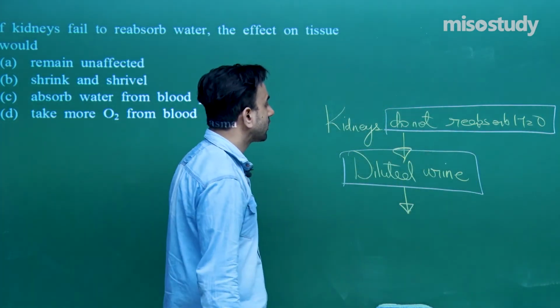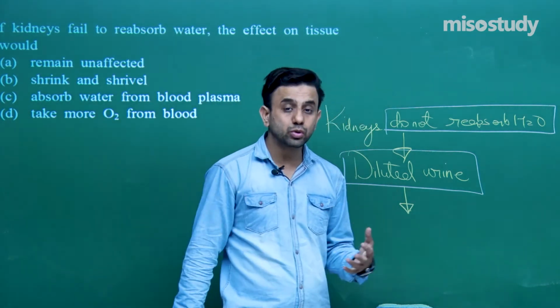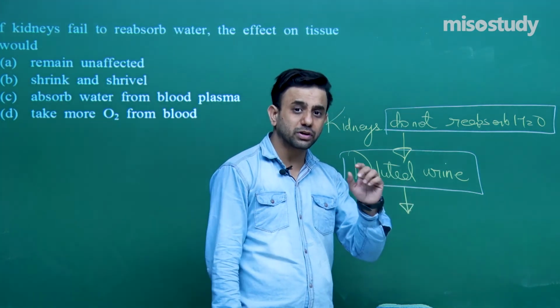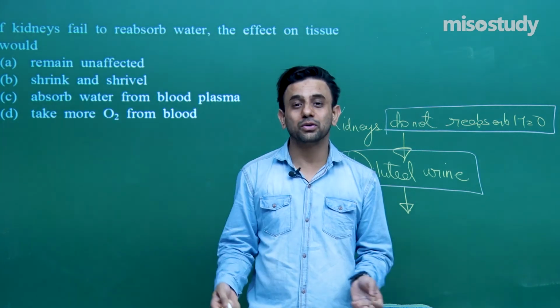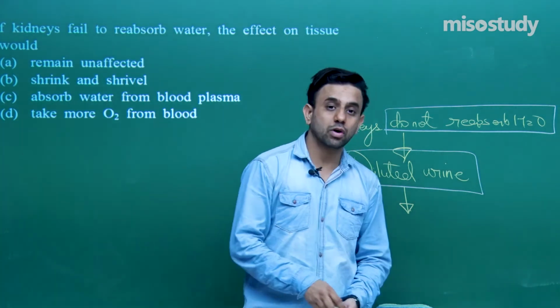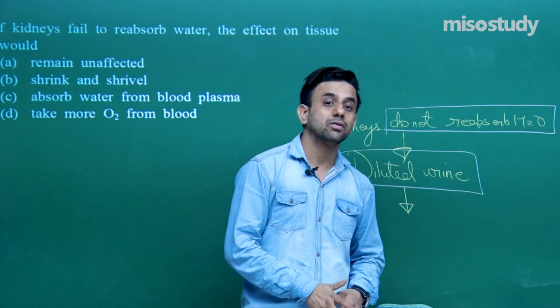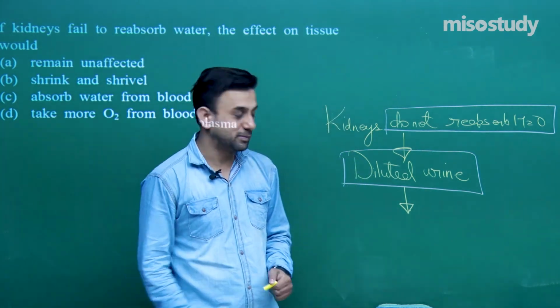So, kidneys do not reabsorb water, and then there will be the presence of diluted urine. Where is the water in the urine coming from? Someone is not putting water in your urine; that is coming from the body itself. So definitely it is coming from the body tissues, from the cells. What will happen to the tissues and the cells? They will get dehydrated, and they will shrink and shrivel.